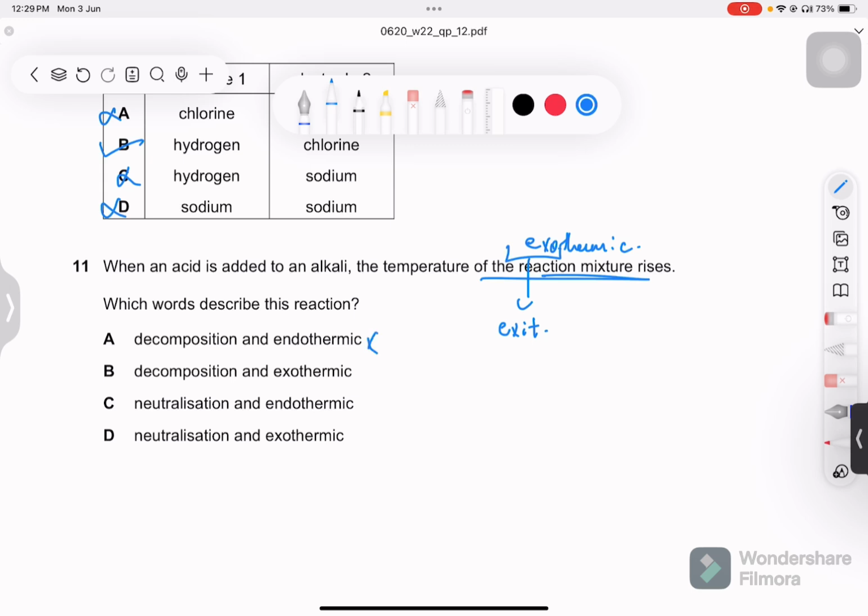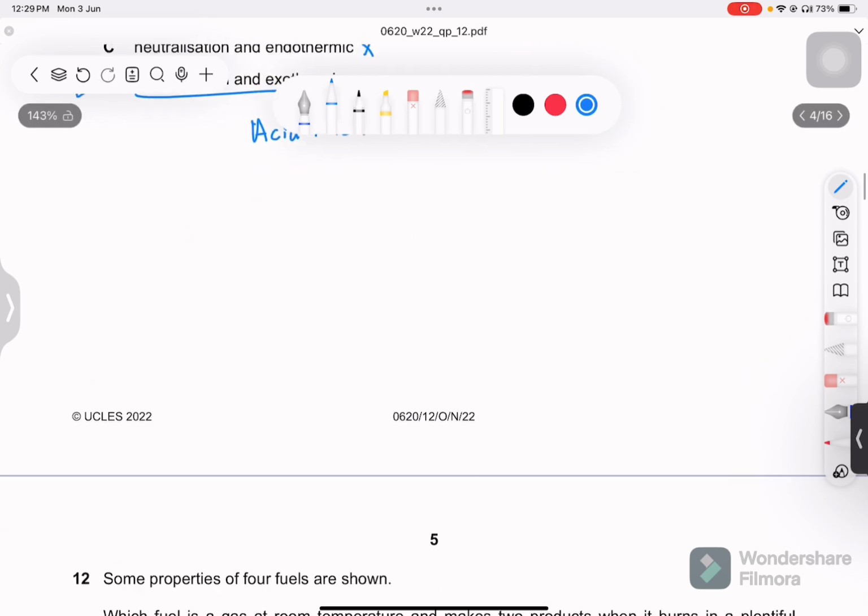So, no option A and no option C. Next, we don't have any evidence to support this is a decomposition. So, incorrect. Neutralization: acid plus base or alkali is always neutralization. So option D is correct.